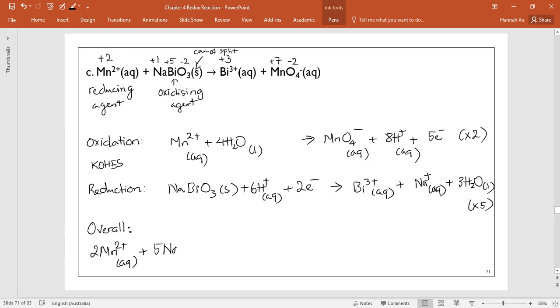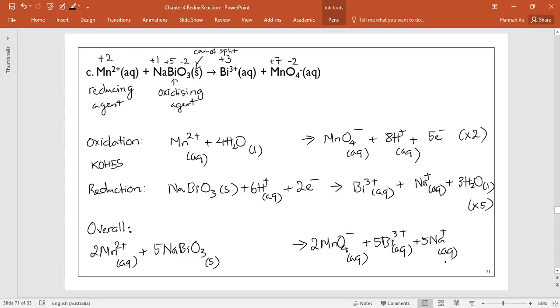We're going to leave the water for now and go straight to here. I'm going to have 5 NaBiO3. Be very careful of states. Once again, I'm going to leave the hydrogen for now and go to the product side. Leave some space though between them. 2MnO4-, 5Bi3+ and 5Na+. Okay, so that's everything that's not water or H+.